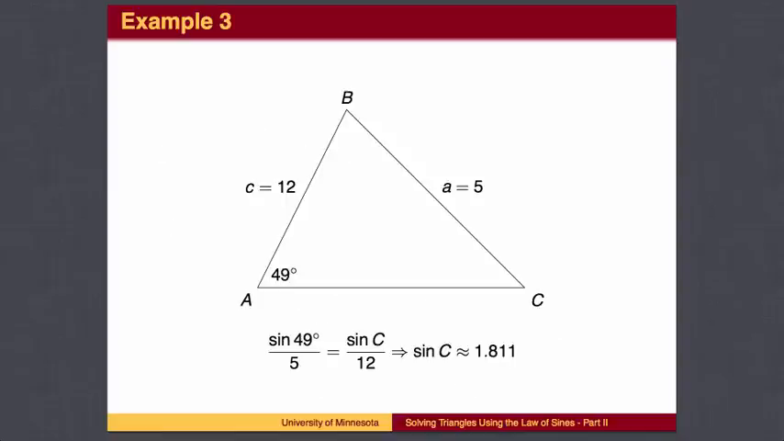Here's a third example. In this case, the angle C has a sine value of 1.811. But we know the output of the sine function is always between -1 and 1, so there is no such angle that works and we get no solution. This is the case where the side with length 5 is too short to reach the base of the triangle.